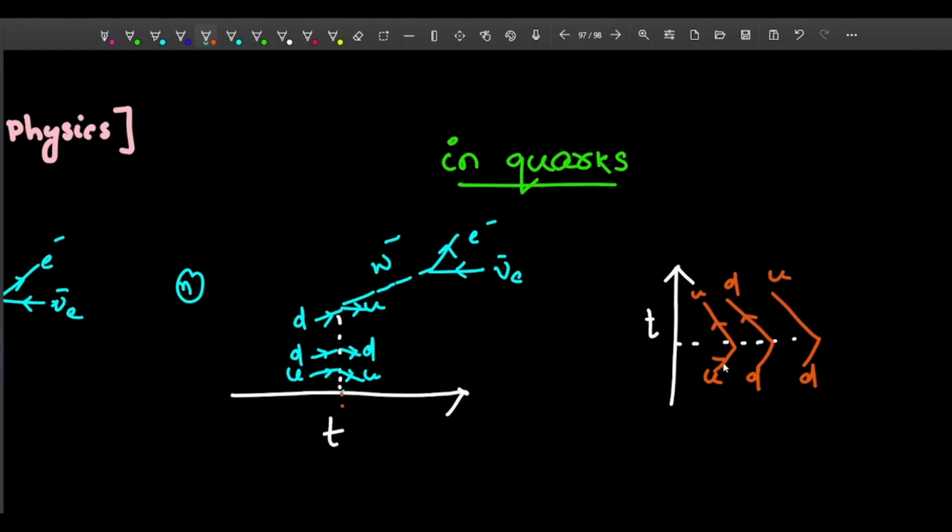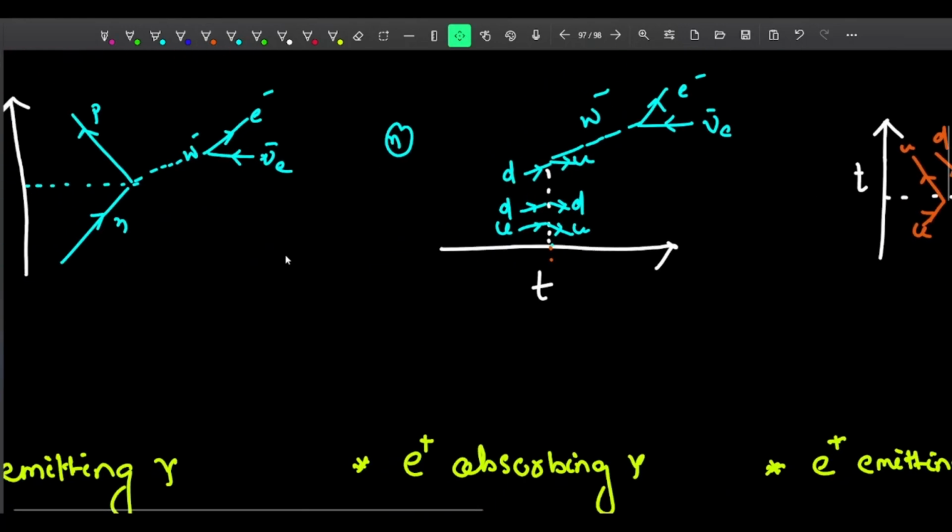So by giving the exchange particle W minus, which later on gives you an electron and antineutrino. Okay, so in this way you have to draw. Now let us take one more example.